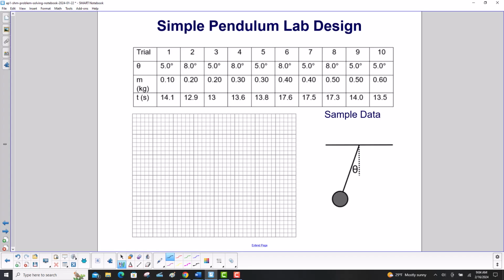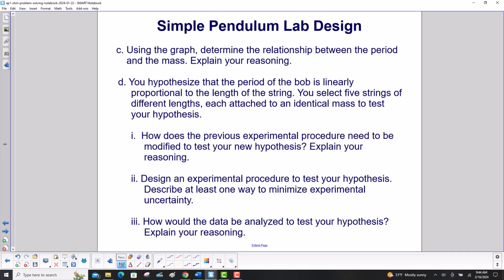Here's the trial data. We have trials in that direction. Here's the angle theta we set the pendulum for, the mass of the pendulum bob, and the time it took for 10 oscillations. Using the graph, determine the relationship between the period and the mass. Explain your reasoning.